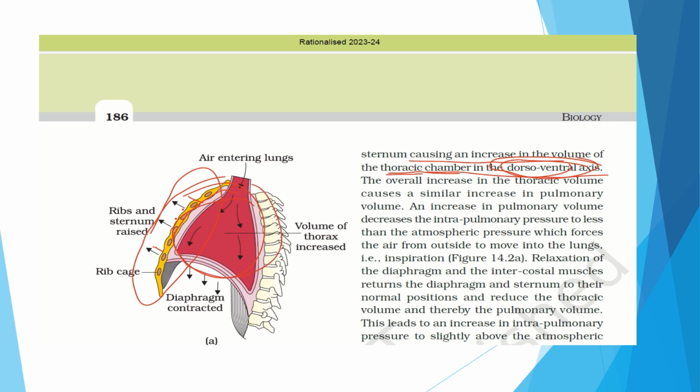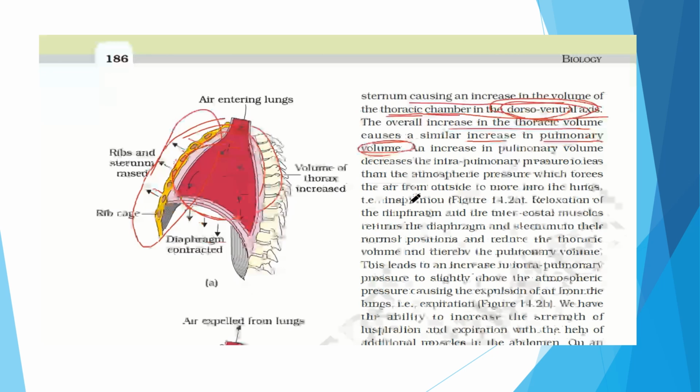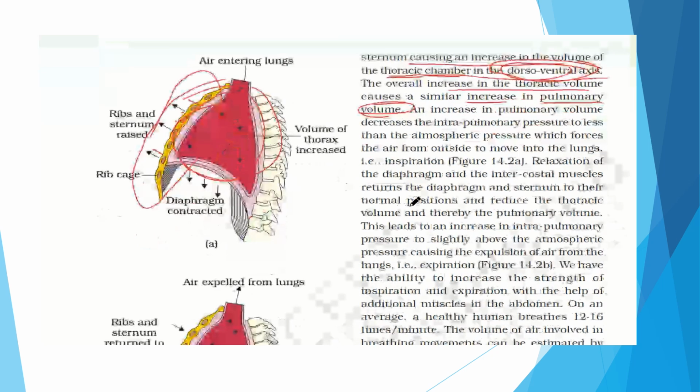The dorsoventral axis, we have just now spoken. Dorsal means the part which is towards the spine and ventral means the part which is towards the belly. So this axis from the spine to the belly is the dorsoventral axis, and that has increased the overall lung space. So the overall increase in the thoracic volume causes a similar increase in the pulmonary volume. Pulmonary volume means the amount of air present in the lungs.